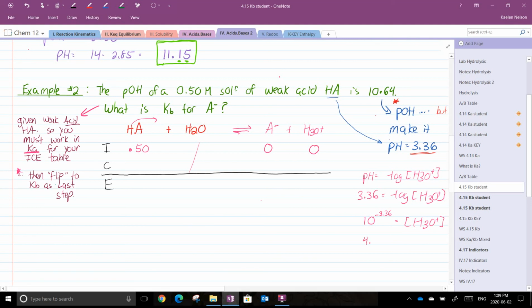So I will get 4.37 times 10 to the negative 4 as my H3O. And that's going to go there. And it will also go here, because these are the same concentrations in a 1-to-1 ratio. Okay, which means this is plus 4.37 times 10 to the minus 4. Plus 4.37 times 10 to the minus 4, and then on the other side we're going to do minus 4.37 times 10 to the minus 4.